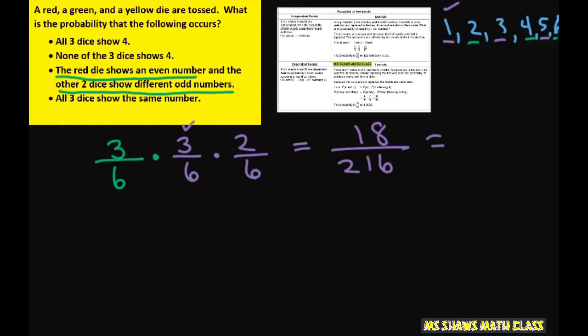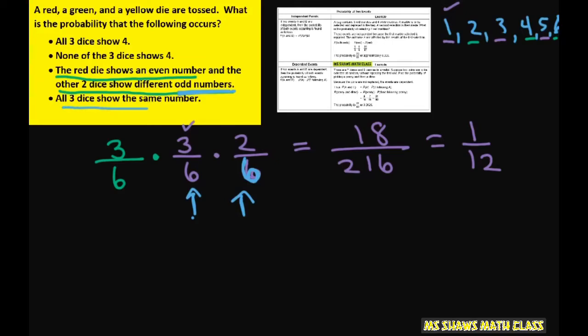And that definitely can be reduced. Let's see, 18 divided by 216 is going to equal 1/12. All right. So just be careful when it says different odd numbers. This one is dependent on this one, but we still have 6 choices here because it's 3 different dice.